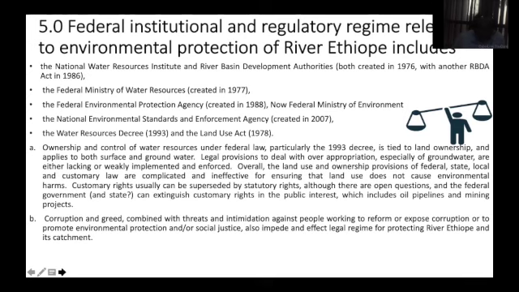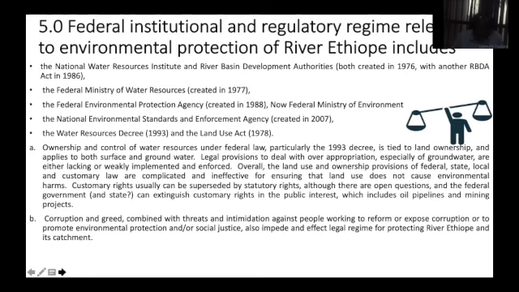Ownership and control of water resources under federal law, particularly the 1993 decree, is tied to land ownership and applies to both surface and groundwater. Legal provisions to deal with over-appropriation, especially of groundwater, and customary law are complicated and ineffective for ensuring that land use does not cause environmental harm. Customary rights can usually be superseded by statutory rights, although there are open questions, and the federal and state governments can extinguish customary rights in the public interest, which includes oil pipeline and mining activities.